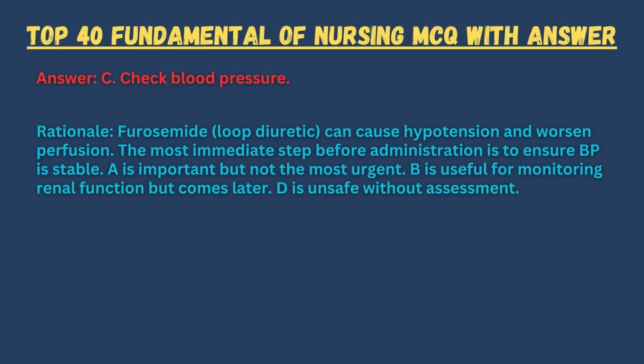Answer C. Check blood pressure. Rationale. Furosemide, a loop diuretic, can cause hypotension and worsen perfusion. The most immediate step before administration is to ensure BP is stable. A is important but not the most urgent. B is useful for monitoring renal function, but comes later. D is unsafe without assessment.